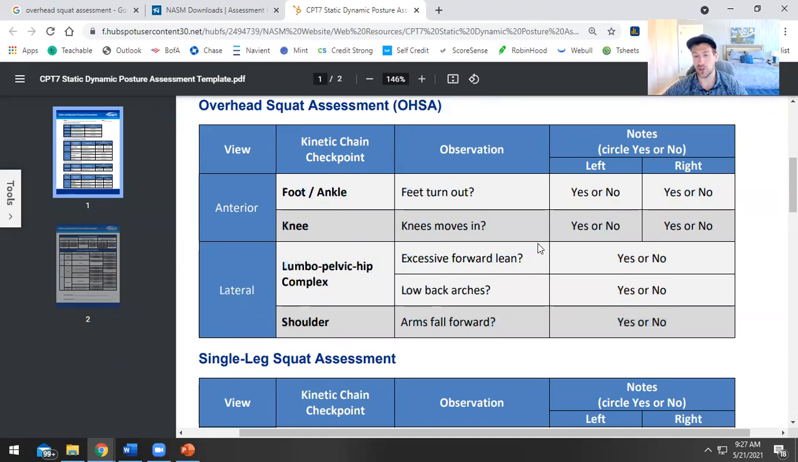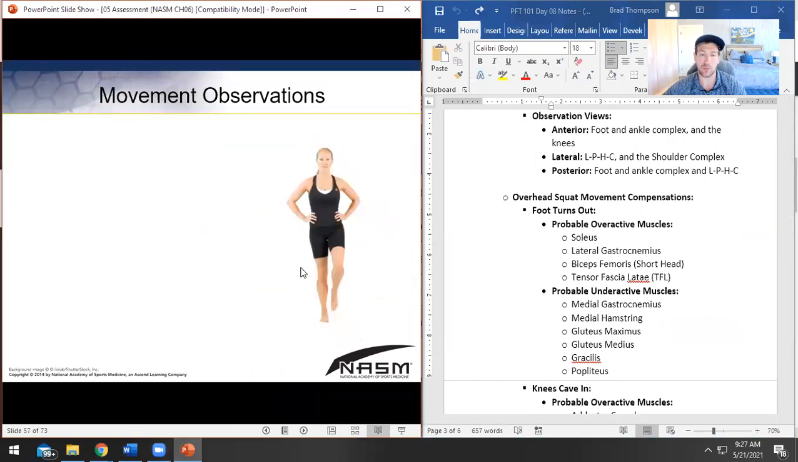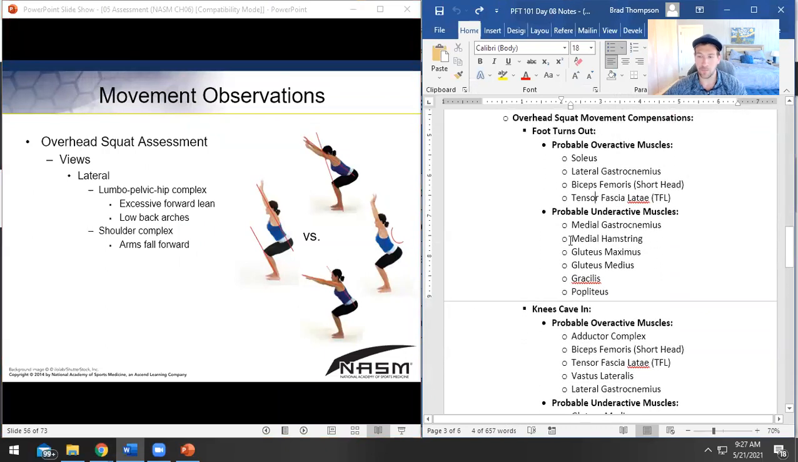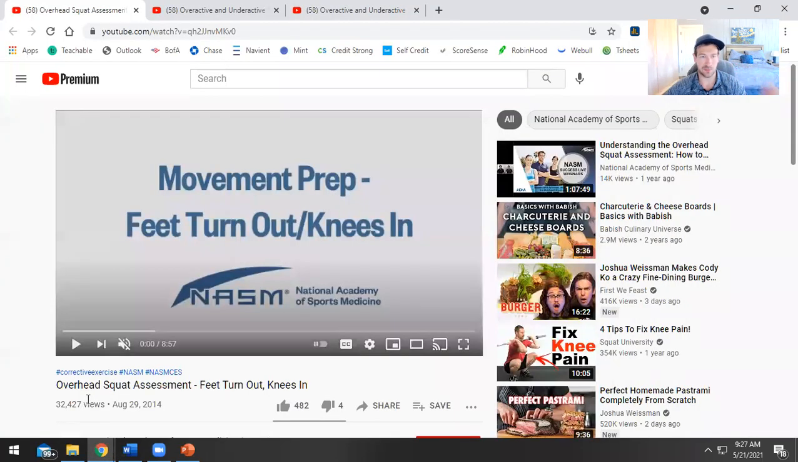Looking at the regular text, if we're just paying attention to these five key movements, right? Feet turn out, knees cave in, excessive lean, low back arch, or arms fall forward. Well, we need to memorize which muscles are most overactive. What's causing this? What are our probable overactive muscles, right? So if we look at the feet turning out, actually, sorry, I'm going to show you the video first. Forget my whole lesson plan.